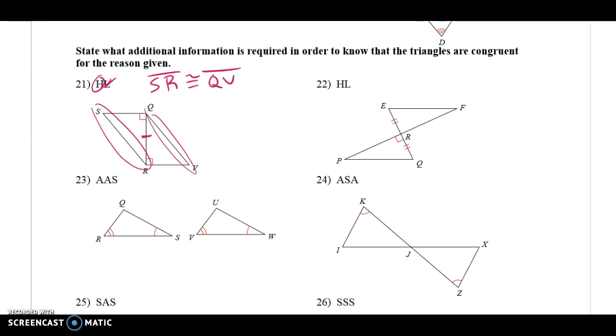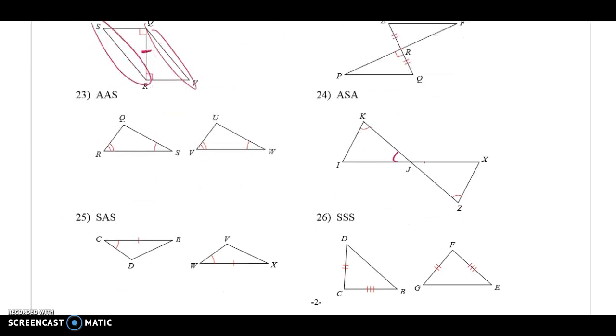And lastly, 24. Vertical angles. I want angle, side, angle. I have two angle marks. So I'm missing the side that's in between. I'm missing this side here with this side here. So we write KJ is congruent to ZJ.